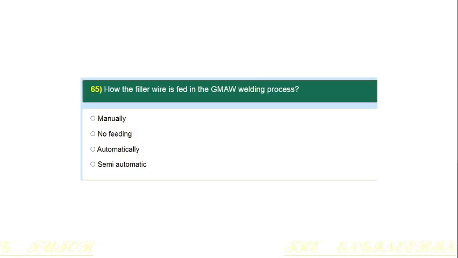How is the filler wire fed in the gas metal arc welding process? Manually, no feeding, automatically, semi-automatically. The metal wire feeding is done automatically only.